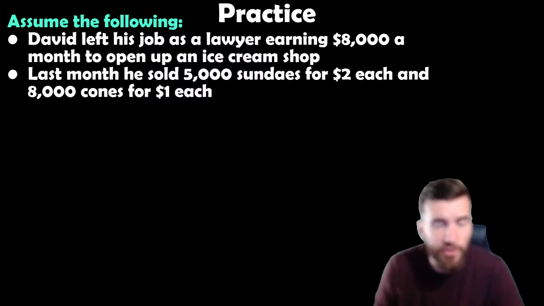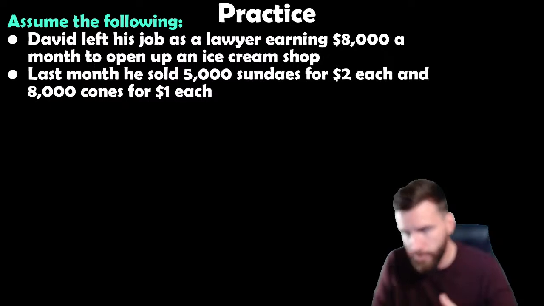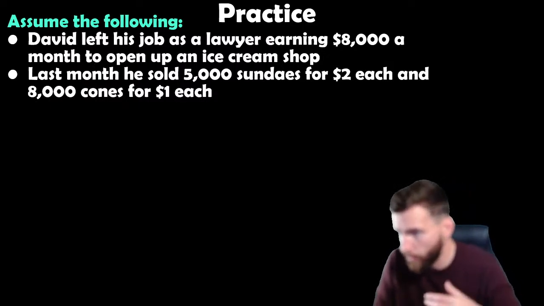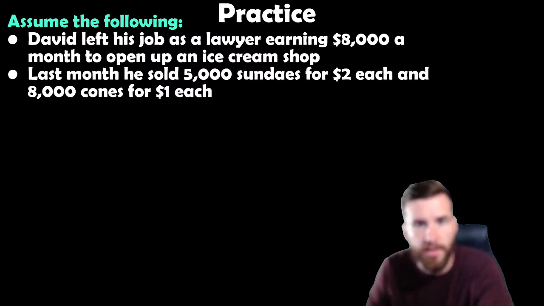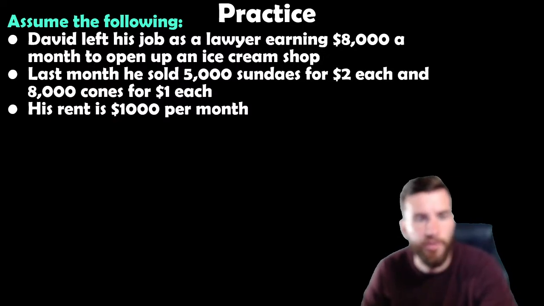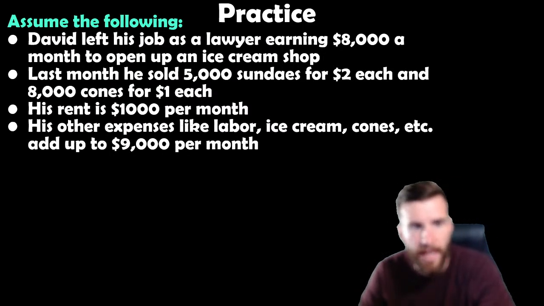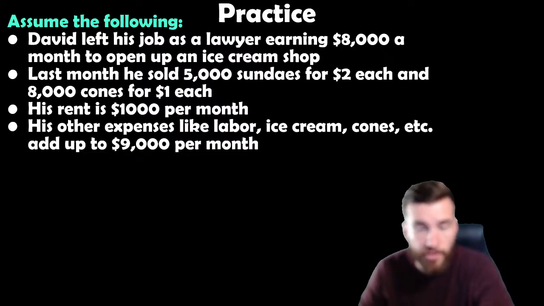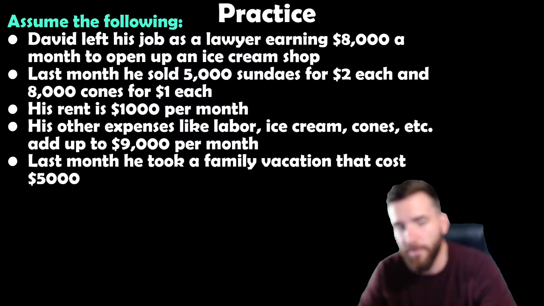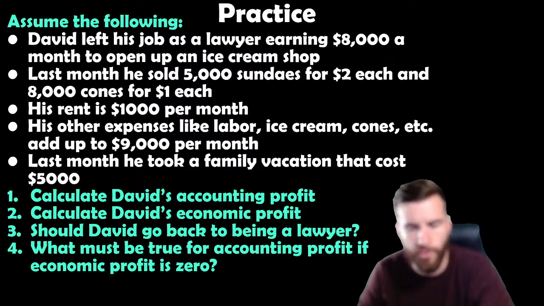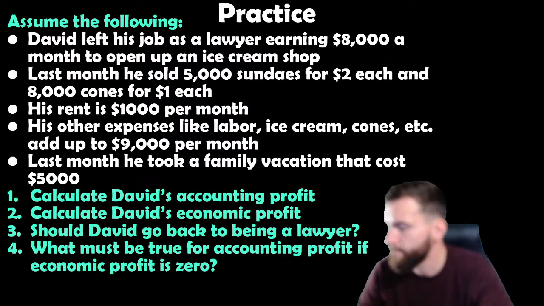And now, working at an ice cream shop, he produces and sells 5,000 sundaes, each selling for $2. He sells 8,000 cones, each selling at $1. That's what he's producing and how much he's selling each good for. He makes sundaes and ice cream cones. Let's look at some of his explicit costs. His rent is $1,000 a month, and he has other expenses. He's got to pay for his workers. He's got to pay for the ice cream, the cones, etc., and all that equates to $9,000 a month. Then also, he decided to take a vacation last month. That was $5,000. So I want you guys to answer those 4 questions.